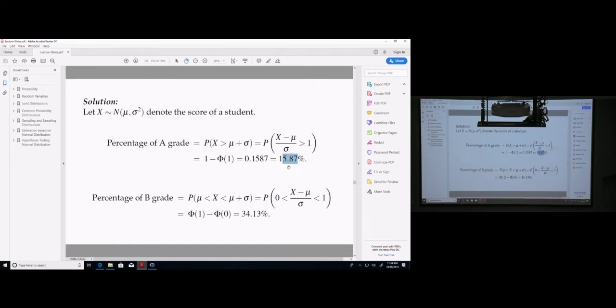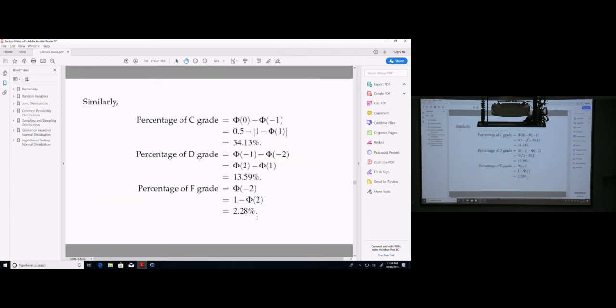So about 16% of the people will get an A, and then about 36% will get a B, and C will be symmetric, and D would be this. And then an F grade when the students score 2 standard deviations below the average. So it's about 2.3%.